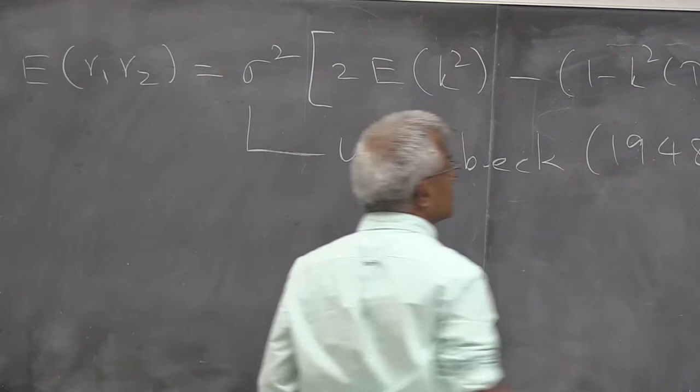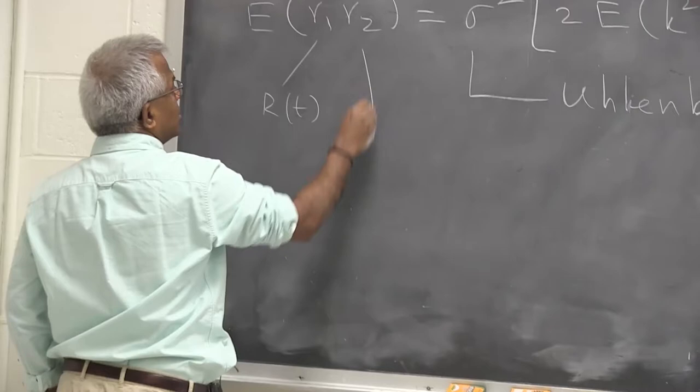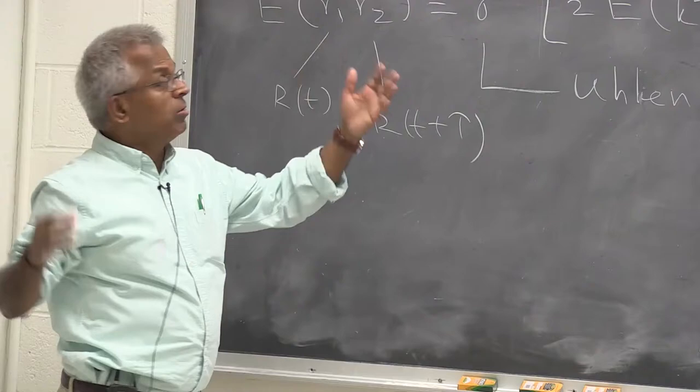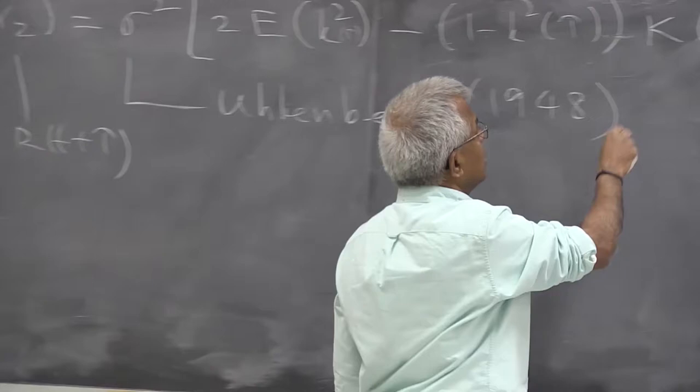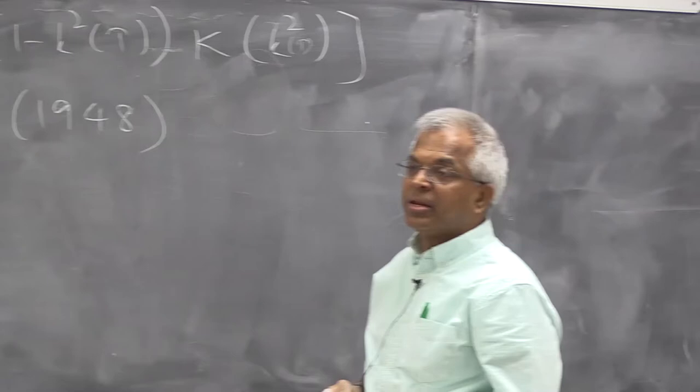So remember, R1 is R of t, this is R of t plus tau. Of course, this is coming from a stationary Gaussian process. The whole thing is in terms of tau. And if you want, this is in terms of the first and the second elliptic integrals. Otherwise, you have the power series expansion there.